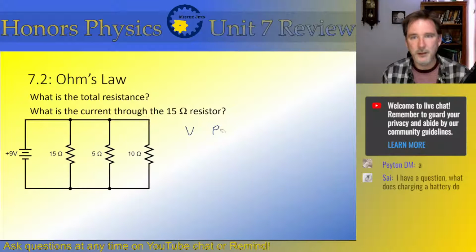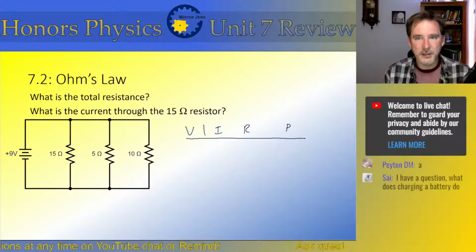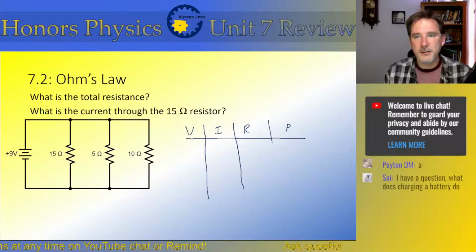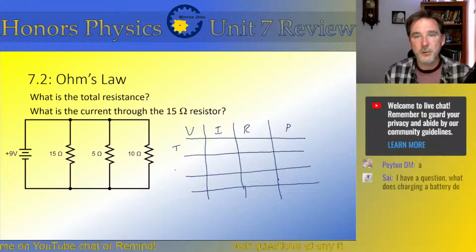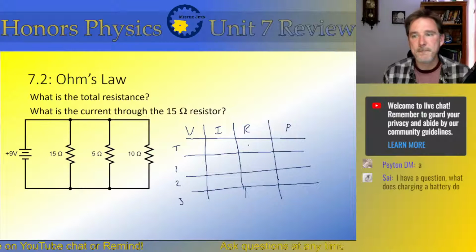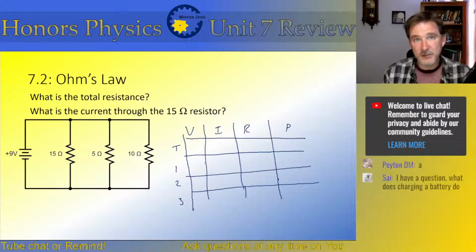Something's wrong, I forgot I. Okay, I, R, and we'll put power in there. Probably not going to use it at this time, unless there are some serious issues going on. But keep it there, just keep it in your back pocket in case you need it. So total, 1, 2, and 3. Okay, and that's what you want to do. Throw together a quick chart just like you've been doing and go from there.